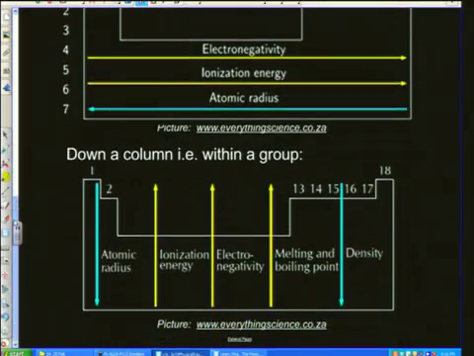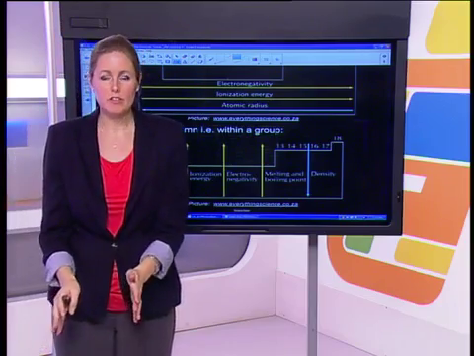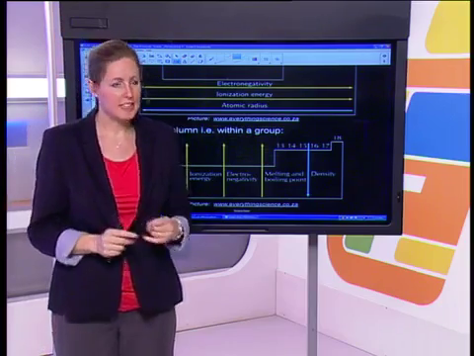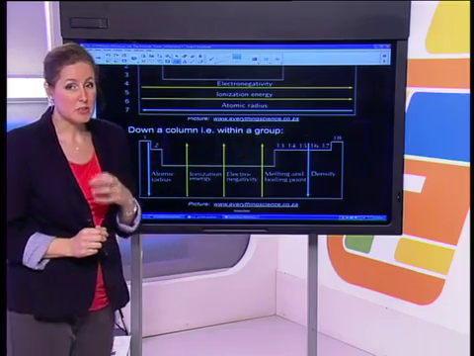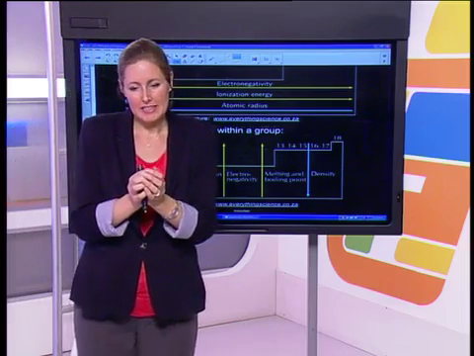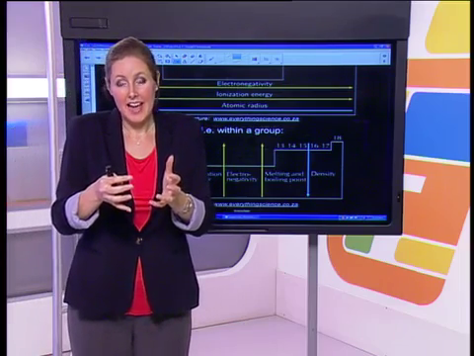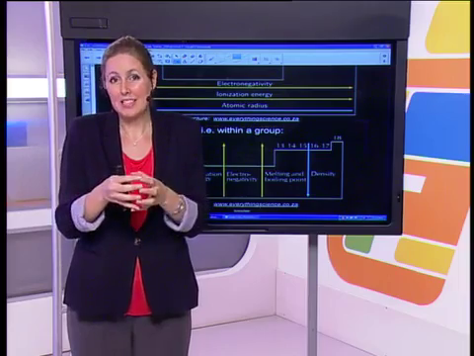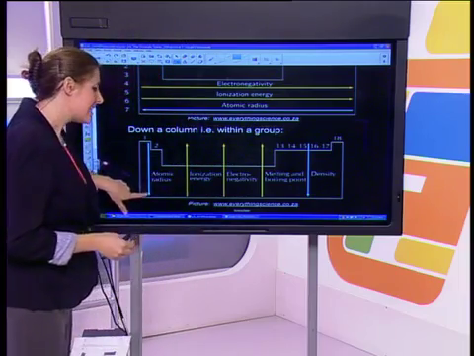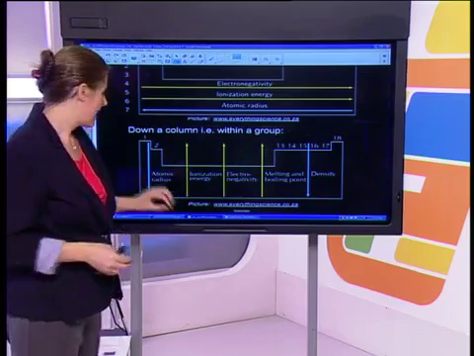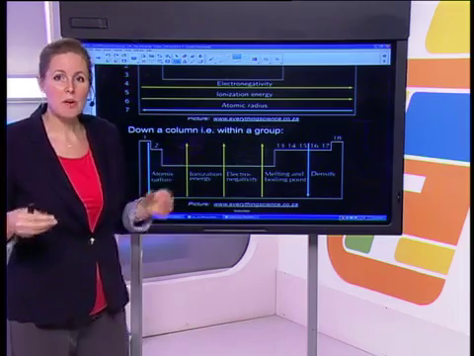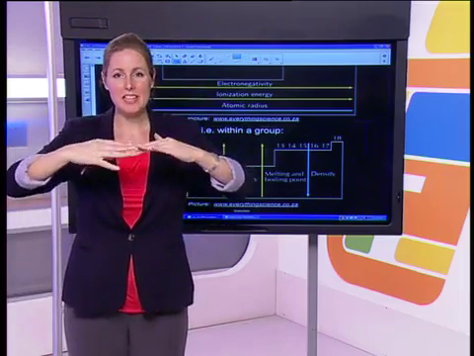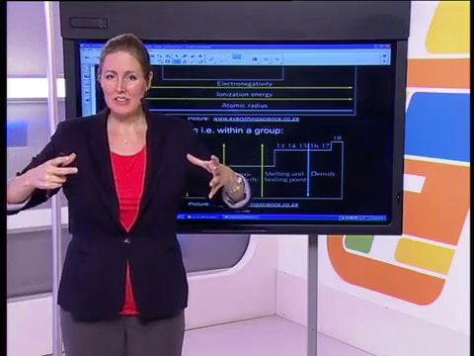Then if we look down the columns or within a group, so group 1, there will be certain trends as well. I want to highlight to you atomic radius. It's one we'll come across quite a lot. Atomic radius means that the size of the atom is either getting bigger or getting smaller. As you go down, it's high at the bottom, which means that the size of the atom is getting bigger. Why? Well, because each time we go down, we've got another energy level we're taking into account.